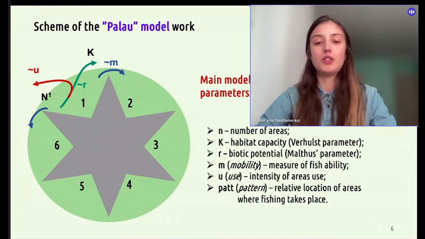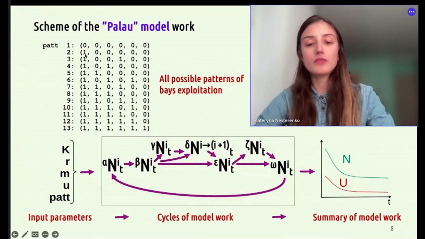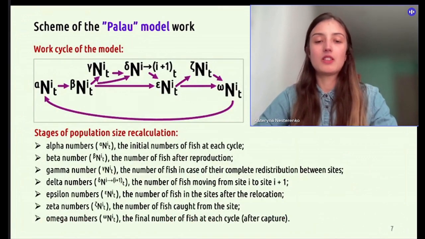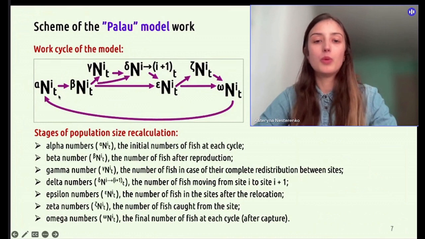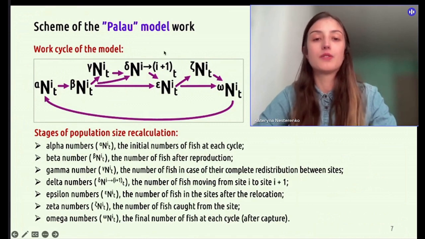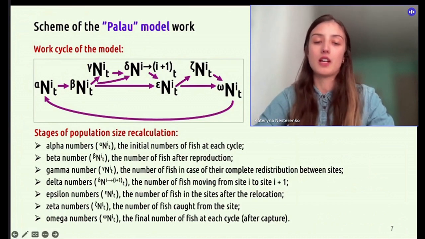By setting different usage patterns for these areas, we identified 13 patterns where 0 represents no fishing and 1 represents permission to fish in this area. The model is built in such a way that the work cycle is performed step by step from the initial number of fish. In each cycle, we determine how many spawning fish are produced, how they are distributed between sites, how many spawn in each site. We can observe how many fish are harvested from each site, depending on the fishing pattern chosen, and how many remain in each site afterward.